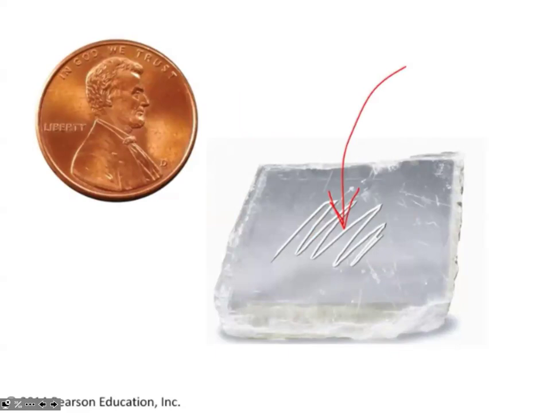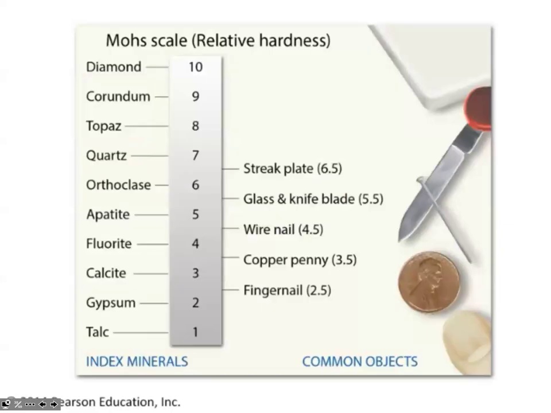This is the basic idea behind the Mohs scale of hardness. This is a relative hardness scale developed by a mineralogist named Friedrich Mohs, and it ranges from the softest known mineral, talc, all the way up to the hardest known mineral, diamond. There's 8 steps in between those two.